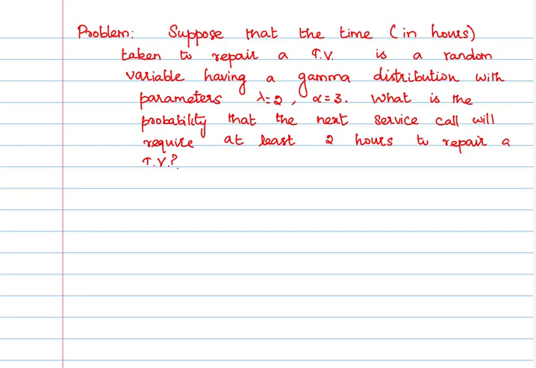Problem. Suppose that the time in hours taken to repair a TV is a random variable having a gamma distribution with parameter lambda equal to 2, alpha equal to 3. Then what is the probability that the next service call will require at least 2 hours to repair a TV? So this is the question they provide. First, they have given that this follows the gamma distribution. So I will first write what is my random variable.